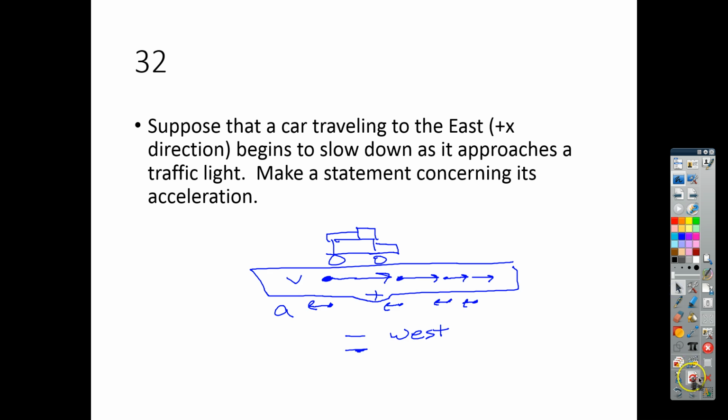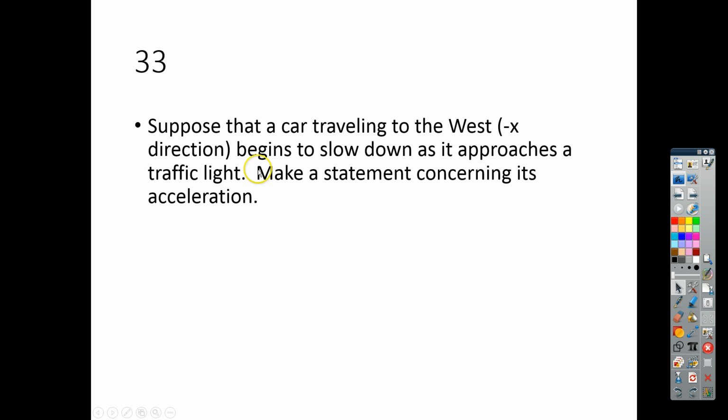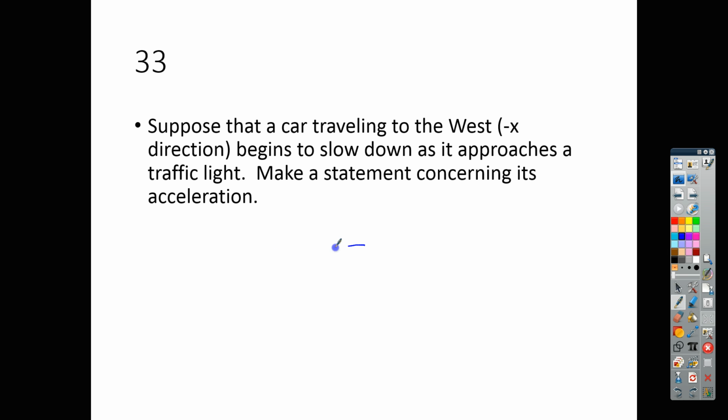For number 33, this is the next question. It says, suppose the car is traveling to the west. So now we've got it going the other way. So here's our car again. This time here's the hood. The car is actually moving in this direction, and so it's going in a negative direction, which means our acceleration has to be going in the opposite direction because it is slowing down. If we do a velocity map for this, we would have a long line here, and then it would get shorter as we go because remember it is slowing down, and that would slow down to a stop.